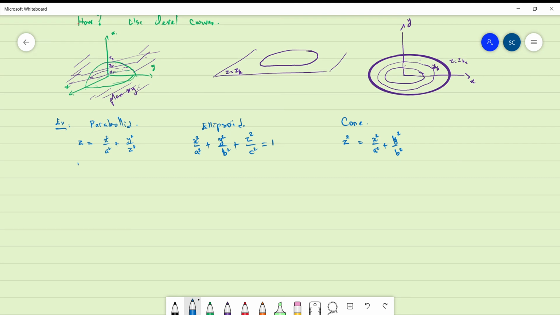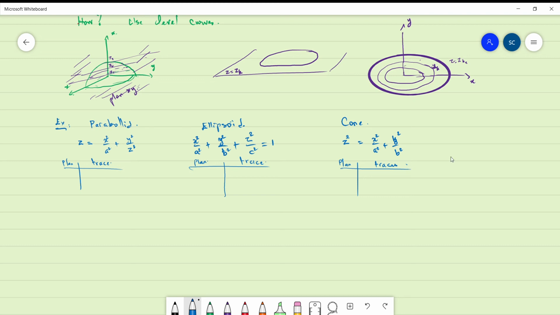For example, the suitable traces you can use, on the plane and the traces. With just a few planes you can have an idea of the shape. So for a cone you can use the following traces. For the ellipsoid also, the planes and the traces. So let's do it for the cone.